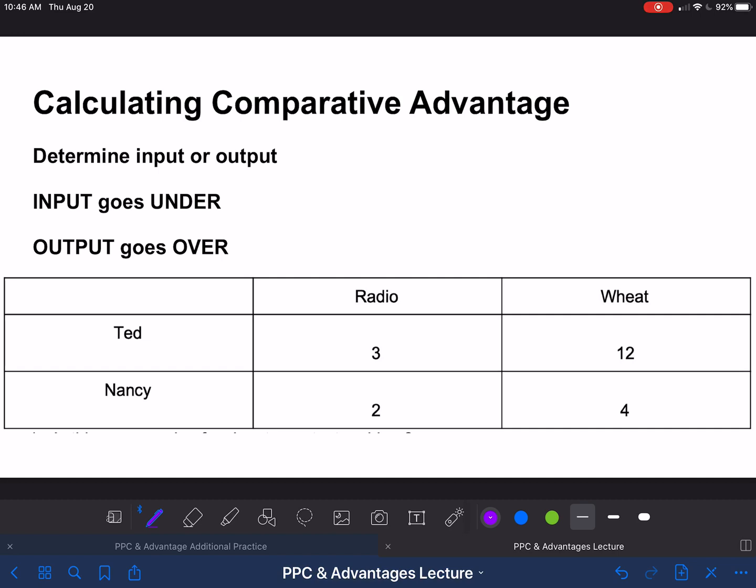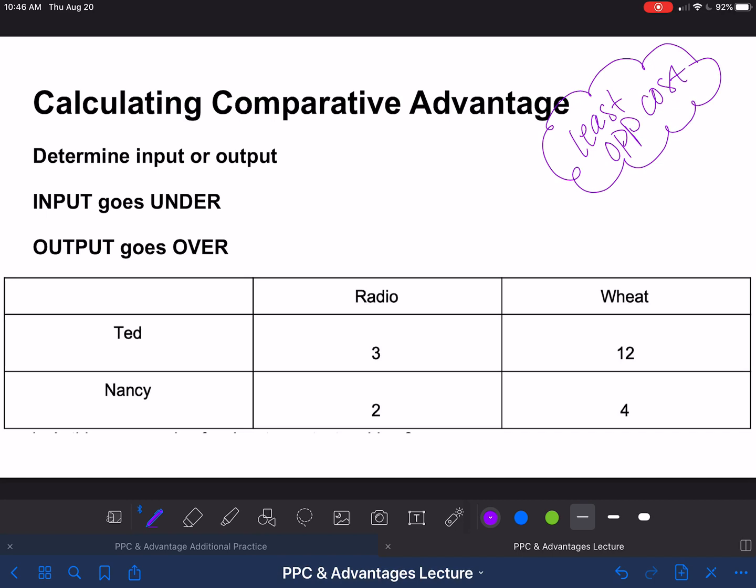Now, calculating comparative advantage. So comparative advantage is that true specialization. So we have to figure out the opportunity costs. Remember, comparative advantage is the least opportunity cost to produce a product. So that's what we're looking for.